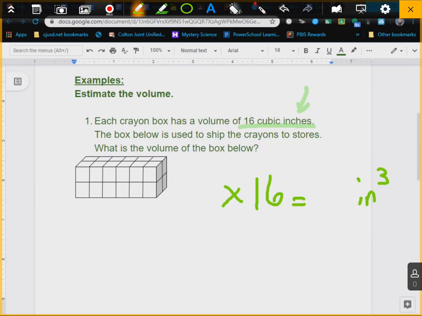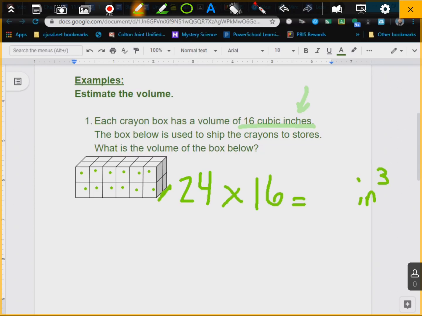And now we just need to count how many smaller boxes are in this overall big box. So I want to say 1, 2, 3, 4, 5, 6, 7, 8, 9, 10, 11, 12. And I know that there are 2 in each row here. So I'm going to take 12 times 2, which is 24. And I'm going to multiply 24 times 16.